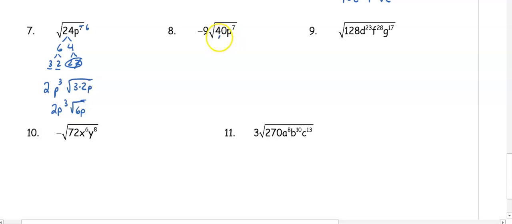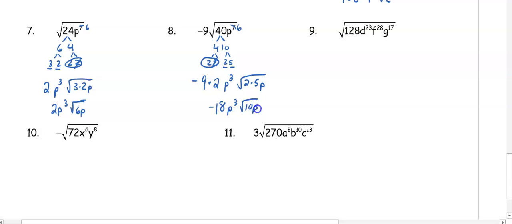Number 8, the square root of 40. Negative 9 times the square root of 40, p to the 7th. So 40 can break down to 4 and 10. 4 can break to 2 and 2. 10 can break to 2 and 5. So we have a pair of 2's. That's going to multiply with our 9 out front. In the radical, we're going to have a 2 and a 5 left over. Now, p to the 7th, again, is odd, so 1p will stay under the square root, which brings us down to 6, and then half of 6 gets us p to the 3rd. So we have negative 18, p to the 3rd, root 10p.